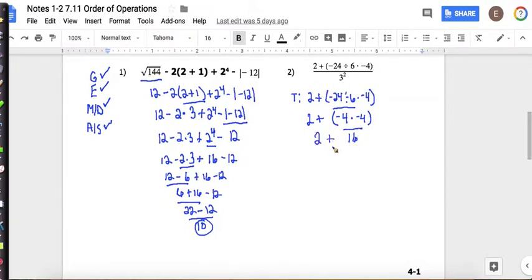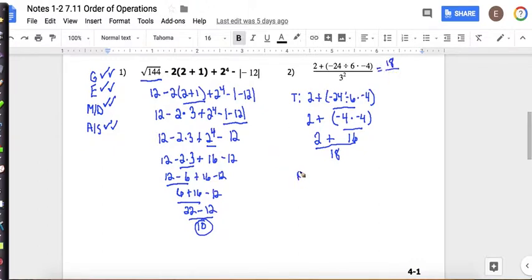Now I'm left with 2 plus 16. So now I've done all the grouping. I don't have any exponents on the top. I don't have any more multiplication or division. And now I'm going to add or subtract. I'm going to check off that last step because I'm going to do it right now. 2 plus 16 is 18. So the top is 18.